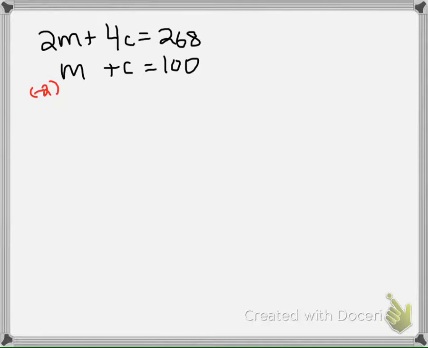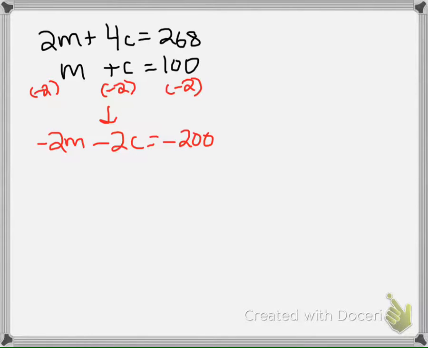And I do that with parentheses, showing that I'm multiplying each term by -2 like so. And now I'm going to rewrite that. So -2 times M is -2M. And then -2 times C is -2C. 100 times a -2 is -200. Okay, now I'm going to copy down the first equation. And now I add them together.